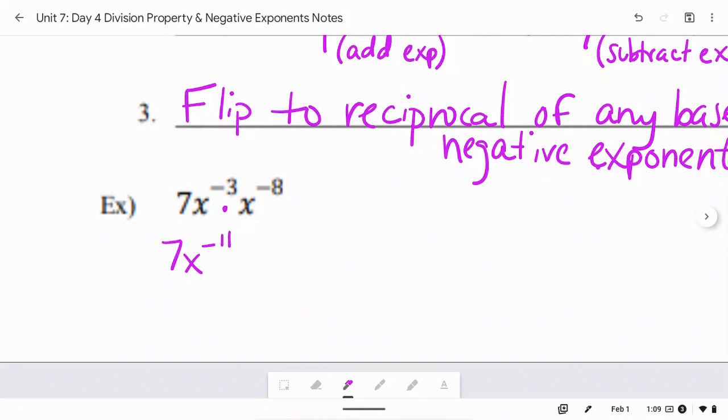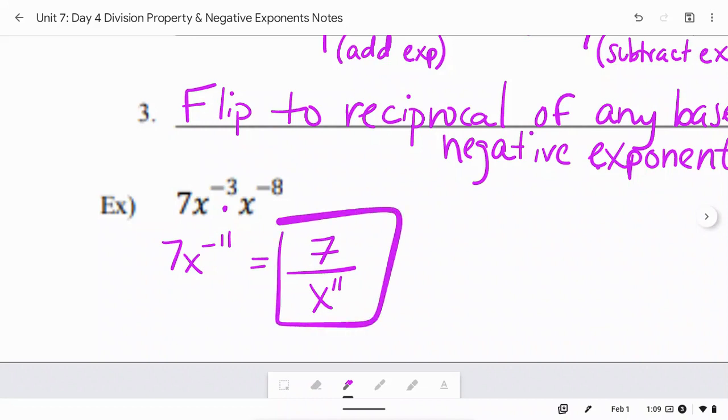And then we can't leave our fraction like this because you can never have a negative exponent in your final answer. So we're going to keep 7 in the numerator, but we're going to move the x into the denominator and make that a positive 11. So final answer would be 7 over x to the 11th power.